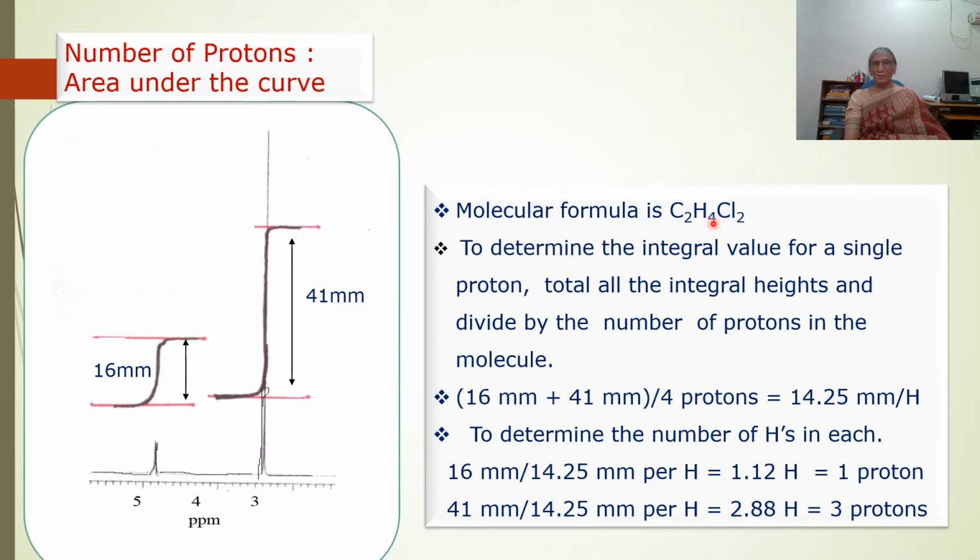In this, from the data, we have concluded that one signal is given by 3 equivalent protons and one signal is given by 1 proton. So in this manner, we can also calculate the area under the peak and the number of protons giving a particular signal.